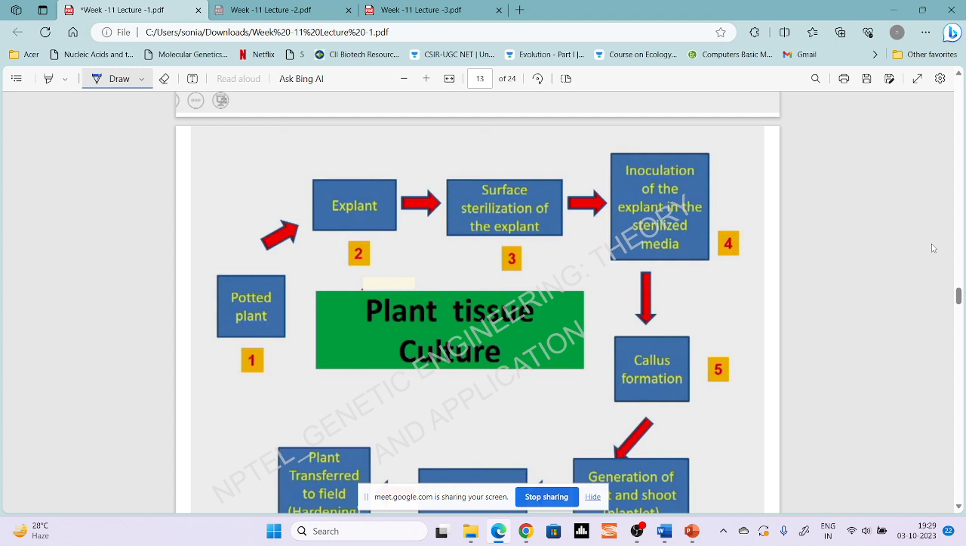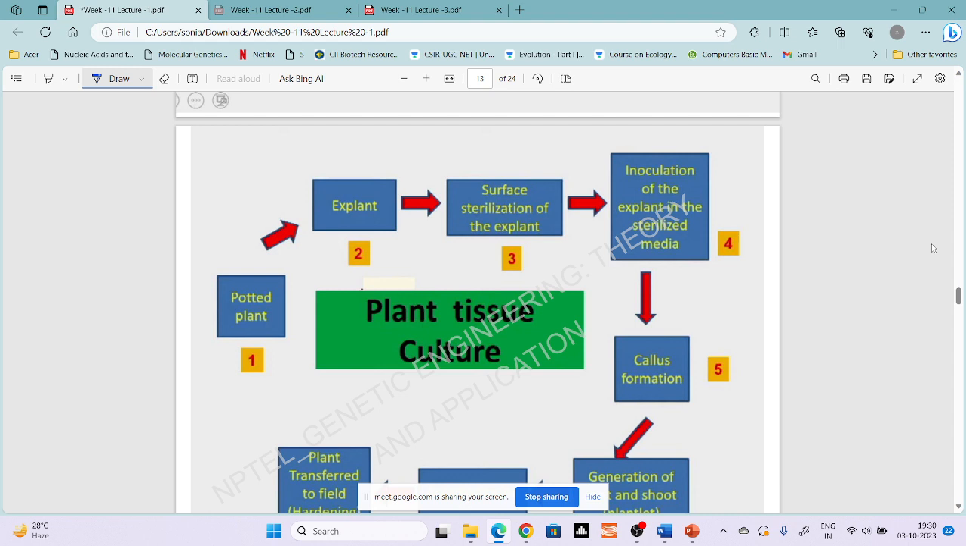That is why it is very important to have a sterilized environment in tissue culture, especially in animal tissue culture. I would say animal tissue culture is even more prone to contamination and infections. Anyways, then you have your explant. Now you will inoculate your explant in the media.